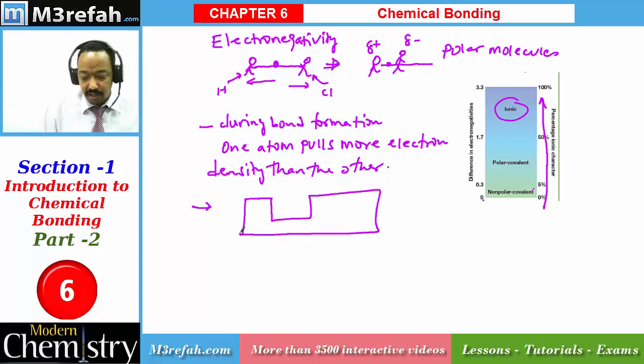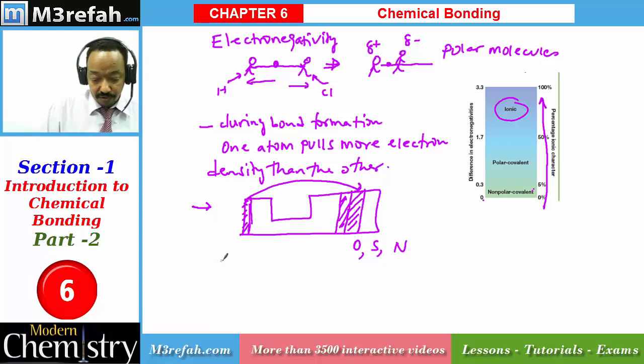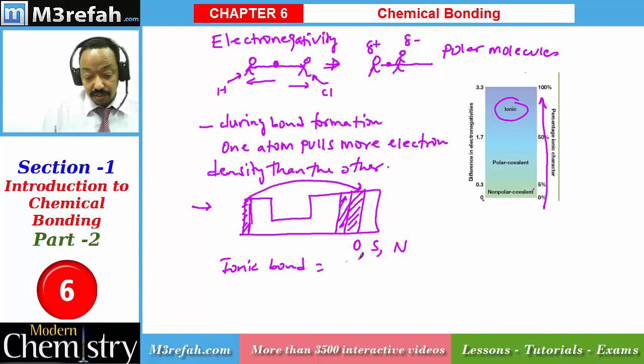If we refer to the periodic table, most of the time atoms in this area, group 5 and group 6, are highly electronegative, like oxygen, sulfur, and nitrogen. When we compare elements in this part with those elements, their separation is too much, so they form an ionic bond. High electronegativity difference causes ionic bonds.